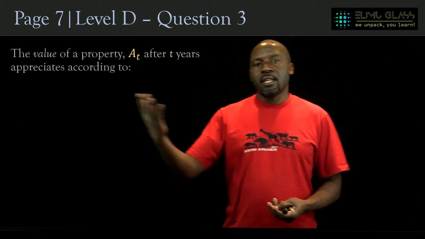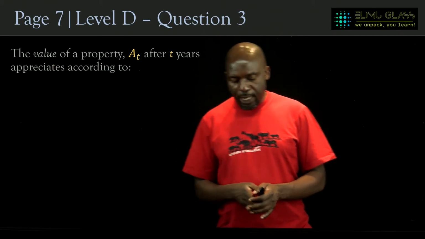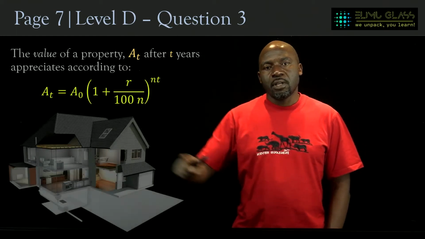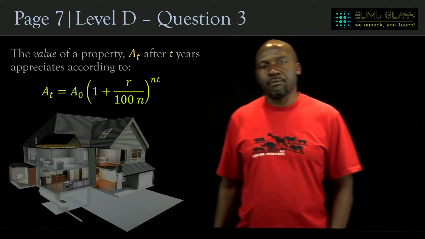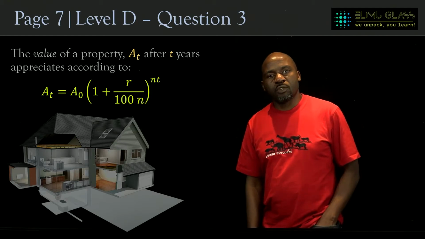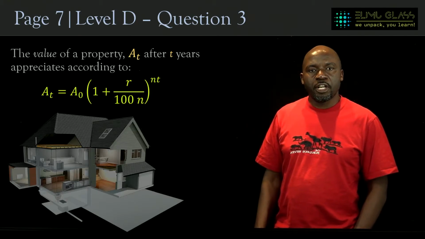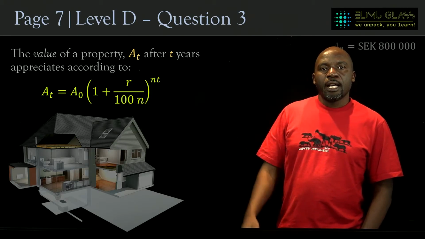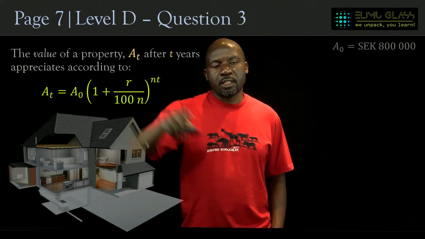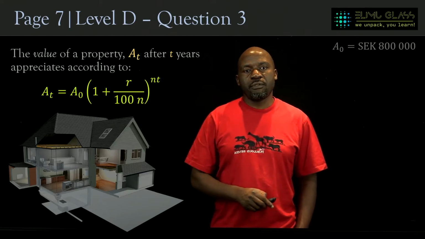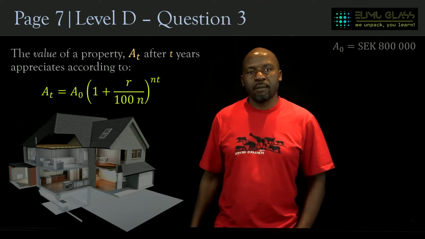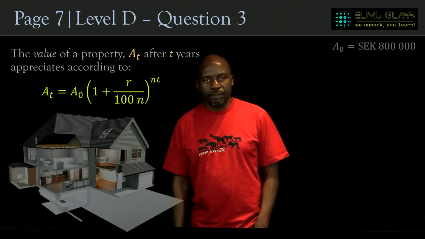So we say that the value of the property appreciates. Okay, so you buy a property at some amount. A naught is the amount for which you buy the property. R refers to the rate at which the property appreciates every year. Okay. N refers to how many times it appreciates or is compounded every year. And T is the time when we want to check the value of the property.